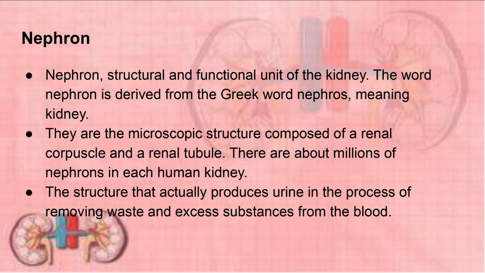Nephron is the structural and functional unit of the kidney. The word nephron is derived from the Greek word nephros, meaning kidney. They are microscopic structures composed of a renal corpuscle and a renal tubule. There are millions of nephrons in each human kidney. It is the structure that produces urine in the process of removing waste and excess substances from the blood.